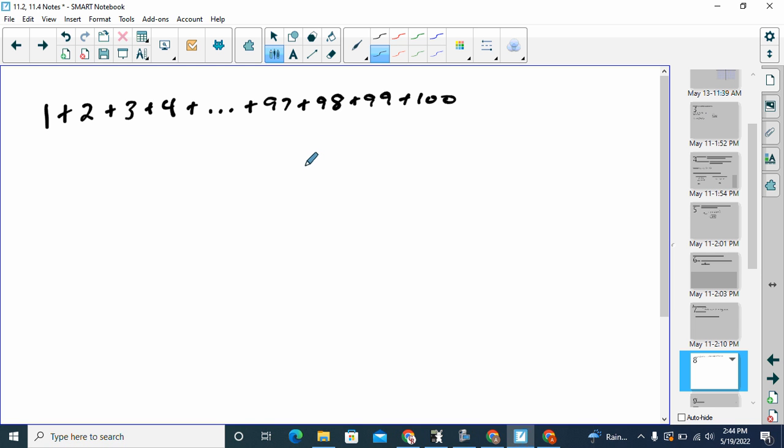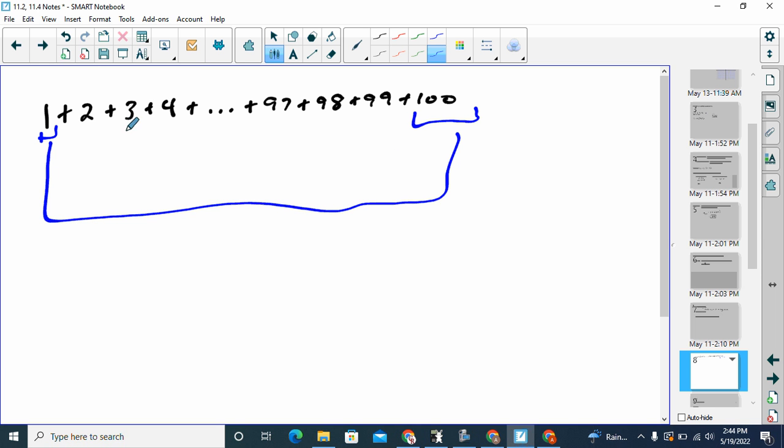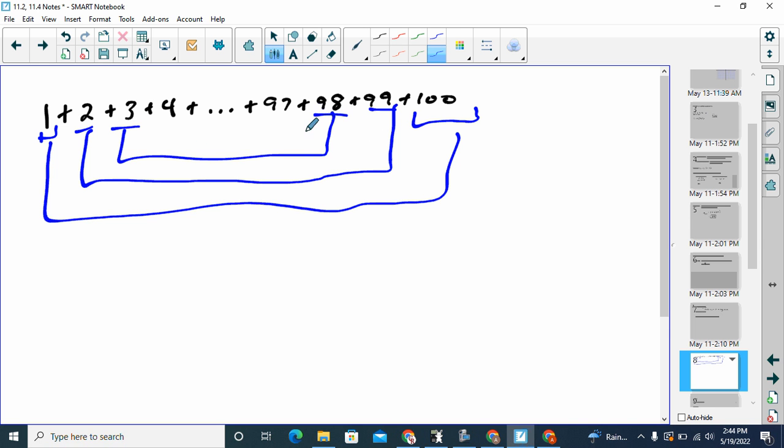So if we want to add all these numbers up, one way we could do that pretty quickly is if we take a look at the first number and the last number and add those two together, I get 101. Or if I add the second number and the second to last number, I get 101. And the third to last gives me 101. And these two give me 101. And 5 and 96 give me 101. So I'm going to have a bunch of 101s here.